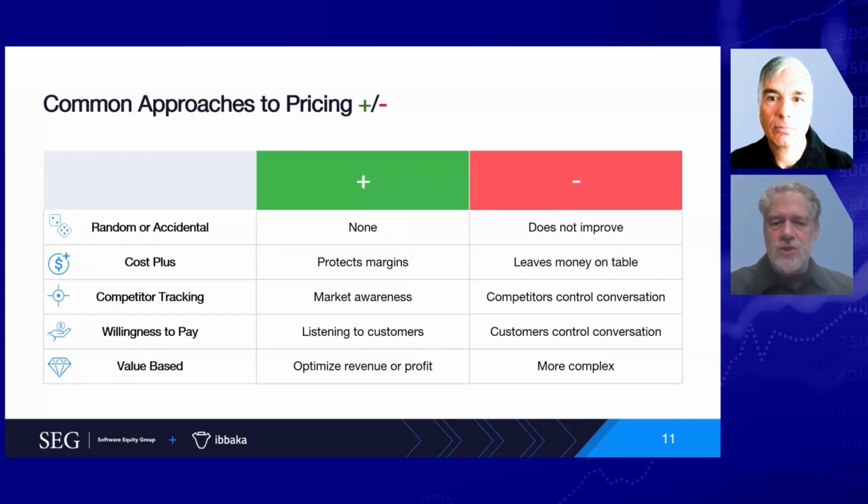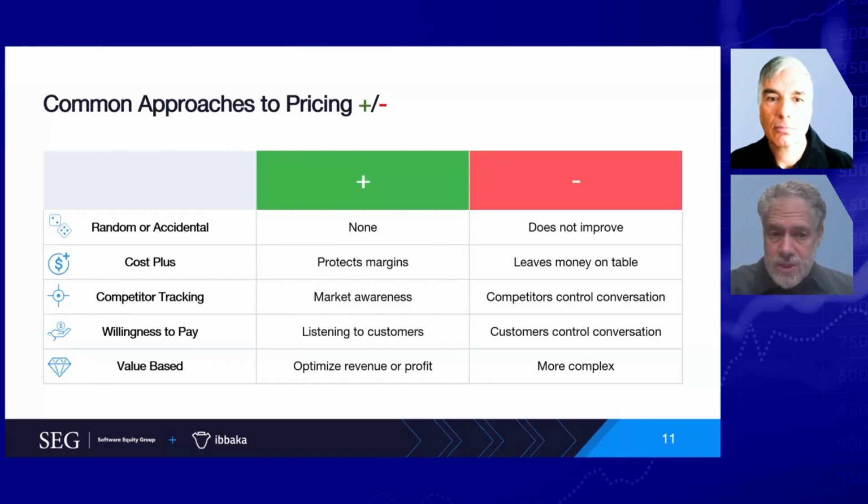However, there's nothing good about this approach to pricing. And the reason for that is it's very hard to improve something that's random. And pricing needs to be adaptive and improve as constantly be adapting to the market as it changes.